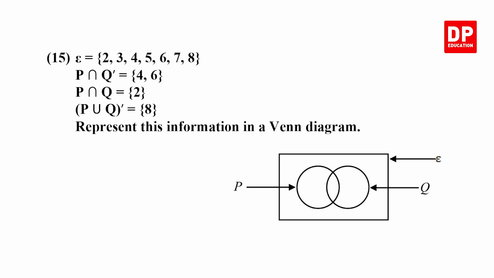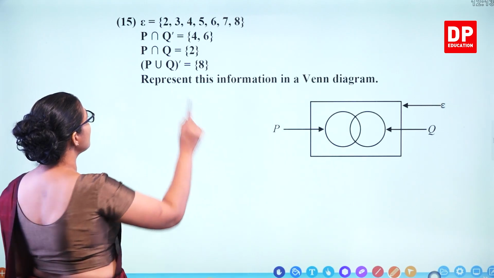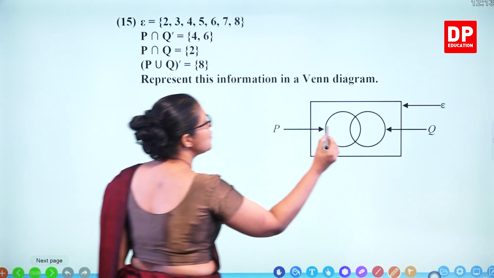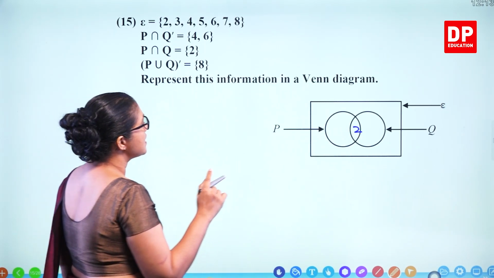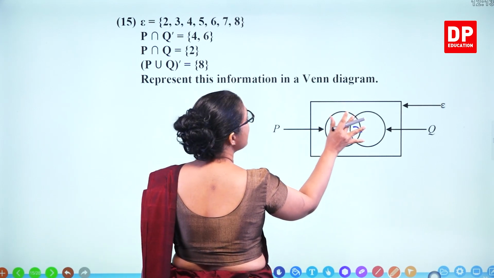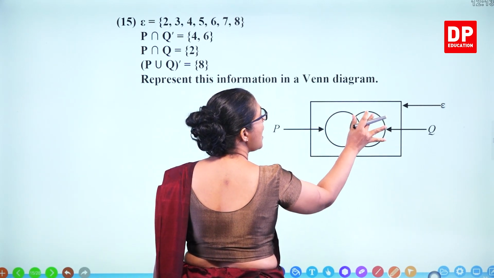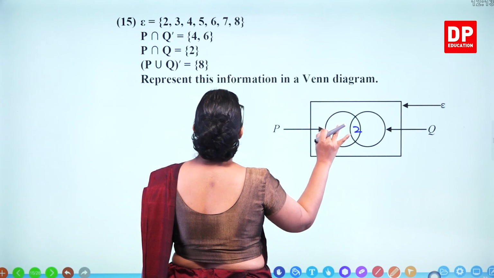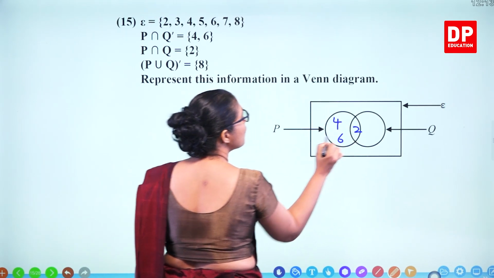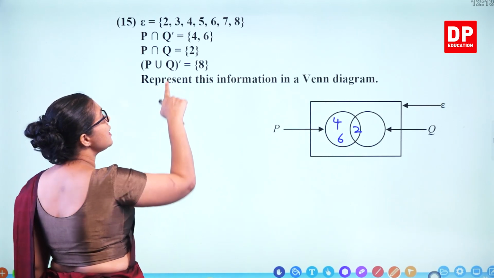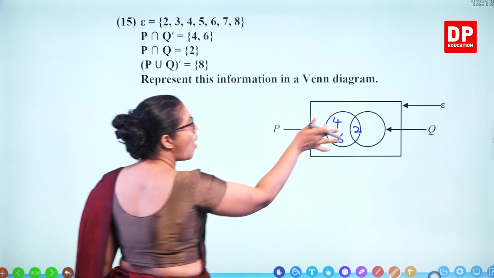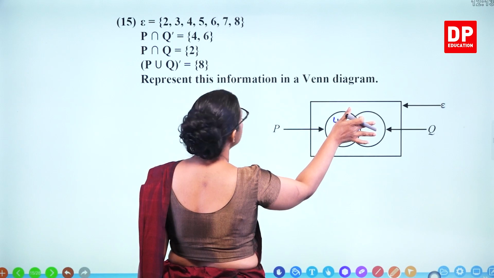So we'll try to represent this information in a Venn diagram. P intersection Q is 2, so 2 is here. P intersection with Q dash, outside Q but inside P, so that's this part, 4 and 6. P union Q dash means outside the two circles. That's 8.